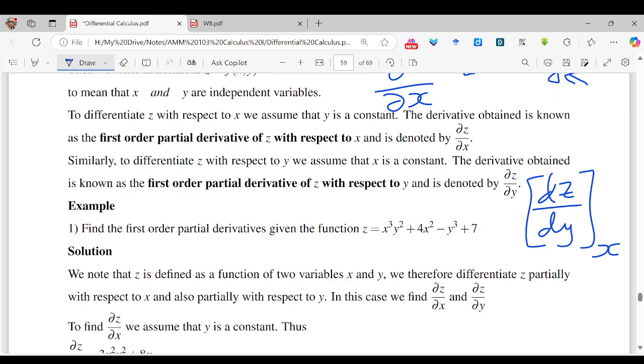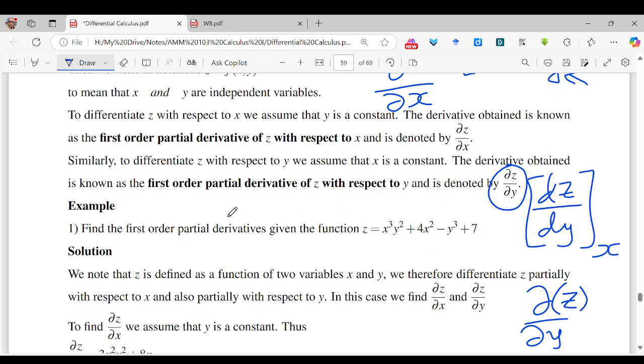But a better notation, we use the curly d, the partial differential operator. So we call this the partial differential operator. So when we write this here, meaning that we are differentiating z partially with respect to y.